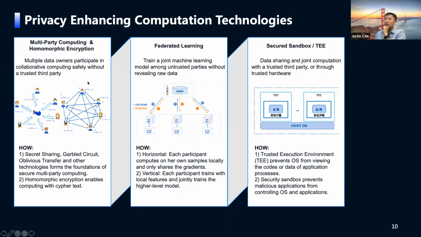These are two different things, but they're roughly in one category where multiple data owners want to participate in some kind of collaborative computing safely without a trusted third party. I'll go into more details in the next few slides, right? And there's also federated learning, which is a machine learning model. How do multiple players train a machine learning model, again, without trusting each other, without revealing the raw data? How do you do that, right?